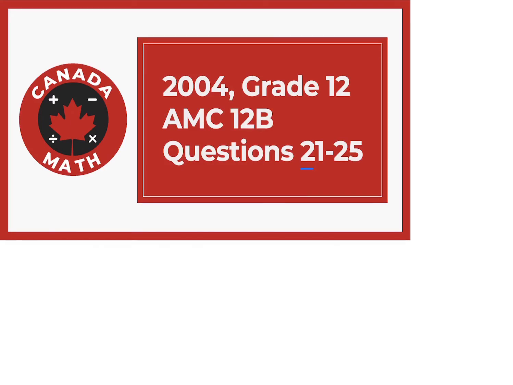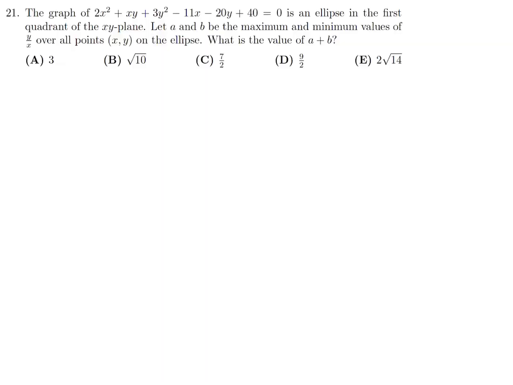Questions 21 through 25 on the 2004 grade 12 AMC 12B. The graph of this equation is an ellipse in the first quadrant of the xy plane. Let A and B be the maximum and minimum values of y over x over all points (x, y) on the ellipse. What is the value of A plus B?